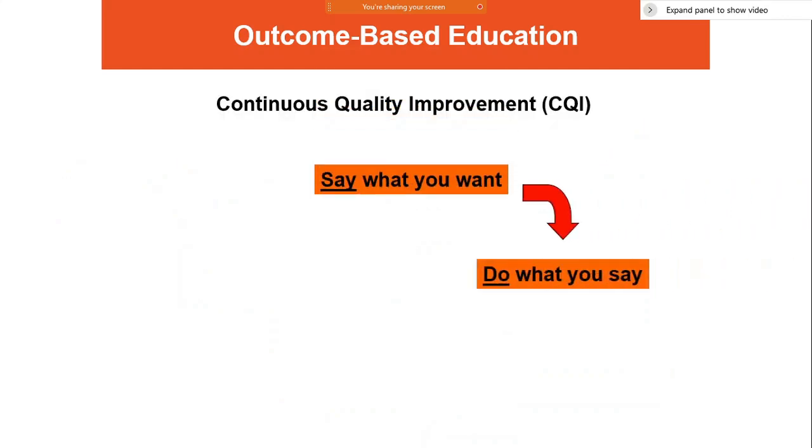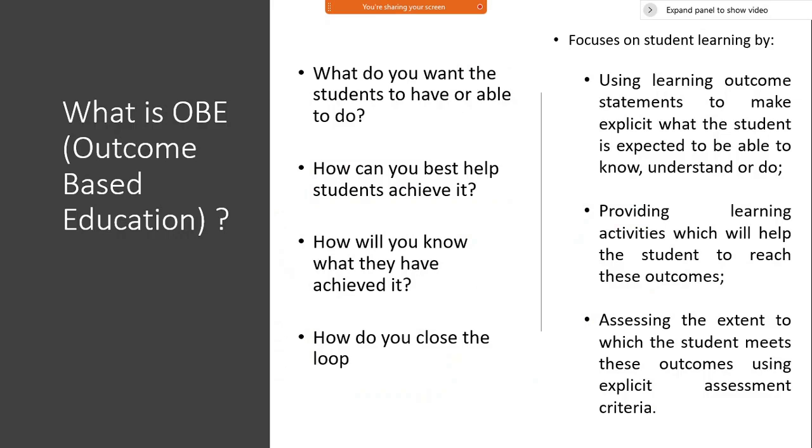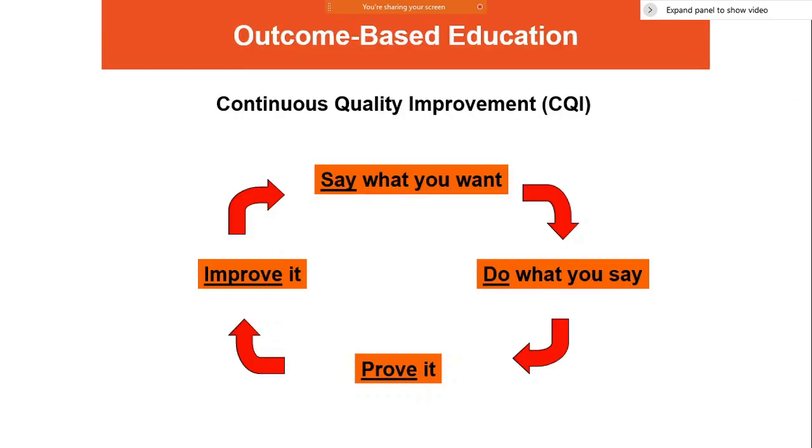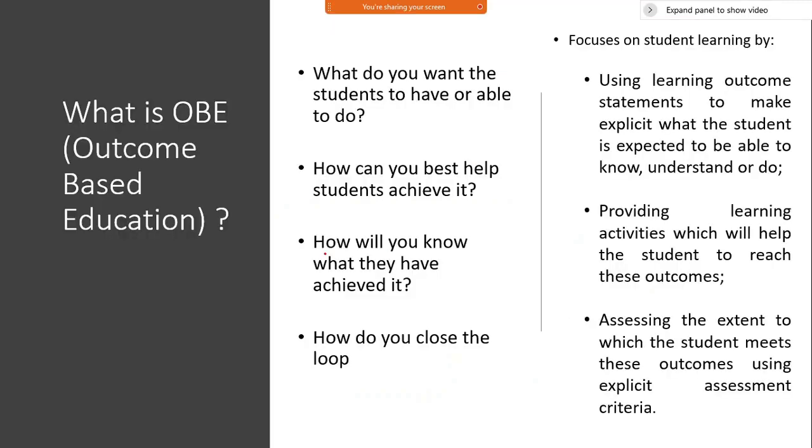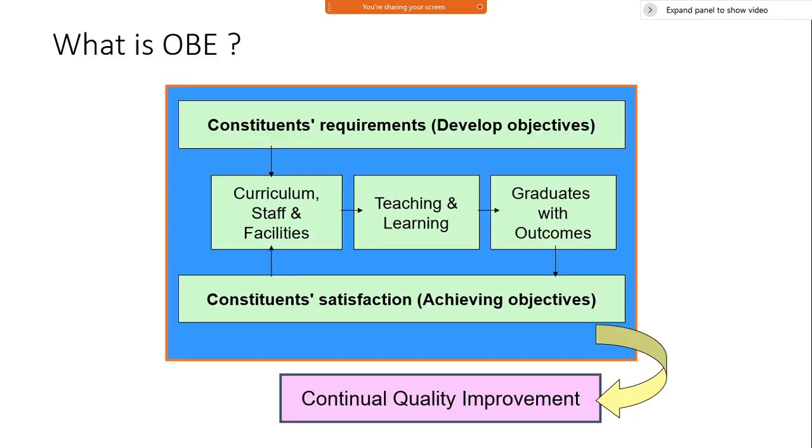So typically, outcome based education is a quality improvement scheme. Okay, so first of all, say what you want to do, then prove it, and then improve it. Like this, you go into the looping, and this is typically an iterative kind of process. Okay, then basically, this we have already seen.